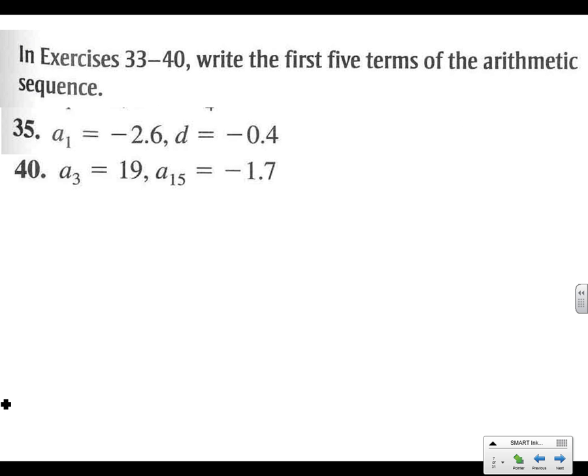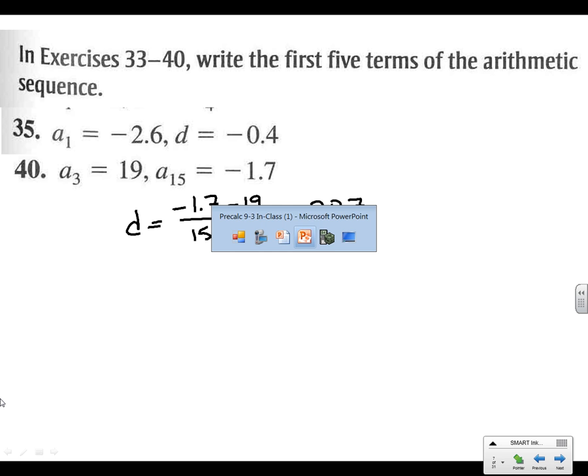40, write the first 5 terms of the arithmetic sequence. All right, we know that it's arithmetic here. So we're going to have to do the same thing here. We've got to figure out what D is first. So D will be -1.7 minus 19 over 15 minus 3. We're taking the change in the answers and dividing by how many steps it took to do that. So -1.7 minus 19 is going to be -20.7 over 12. Let's flip over to the calculator and do that.